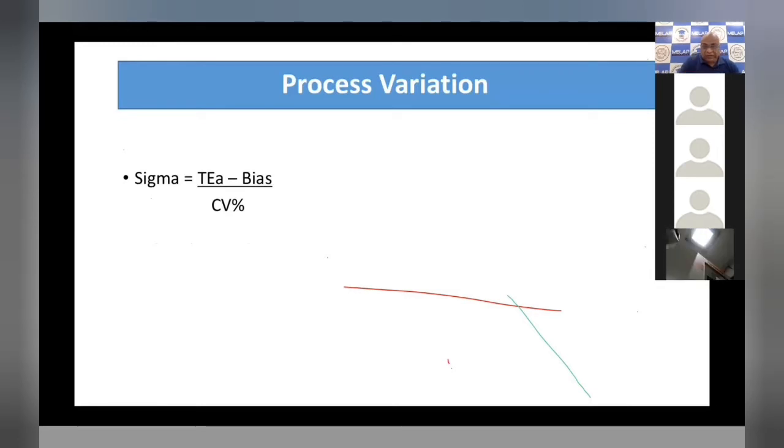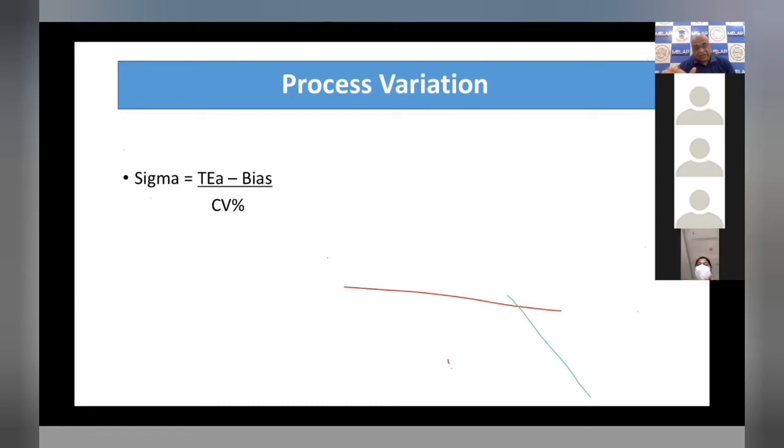For process variation, how we can calculate 6 sigma? Total error allowable. This we get from the literature. Either CLIA guidelines, or there are some guidelines by CRECOS. You can get it on the Westgard website also. And there is one guideline by Rilibak. So these are the different sources of getting this data of total error allowable. This you are not calculating in your laboratory. This you are getting from the literature.